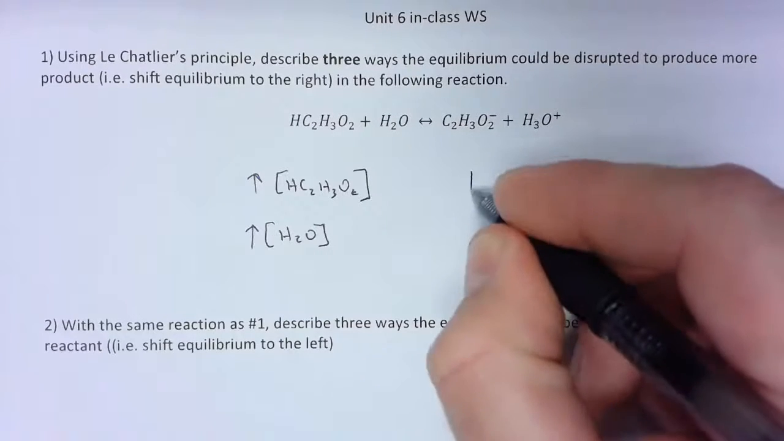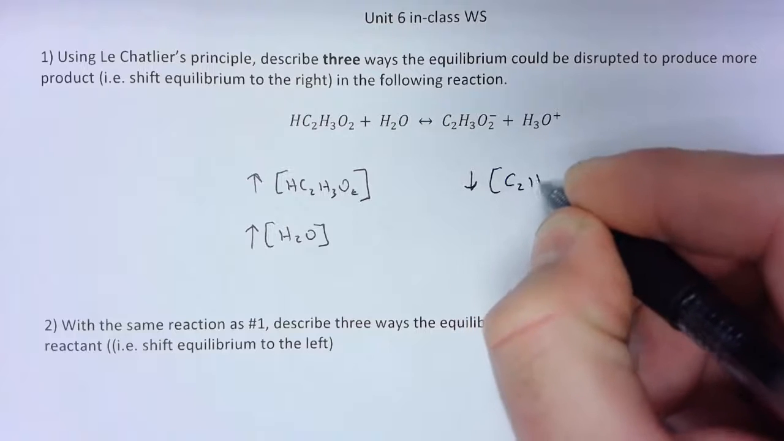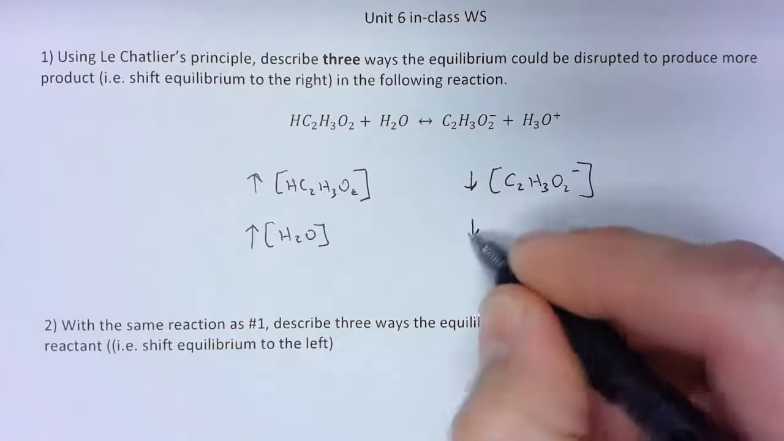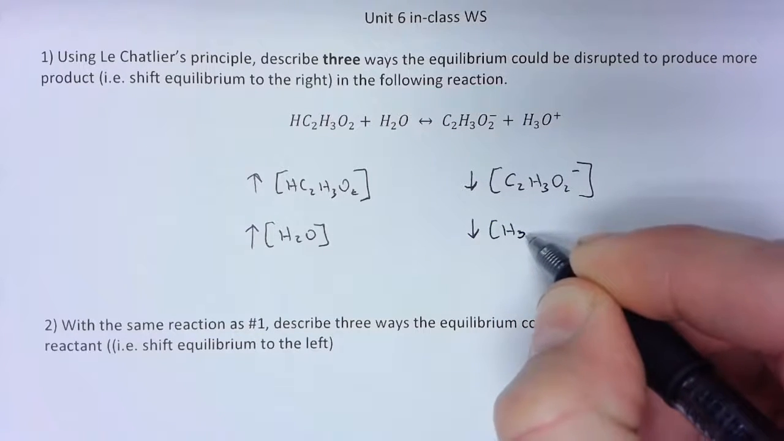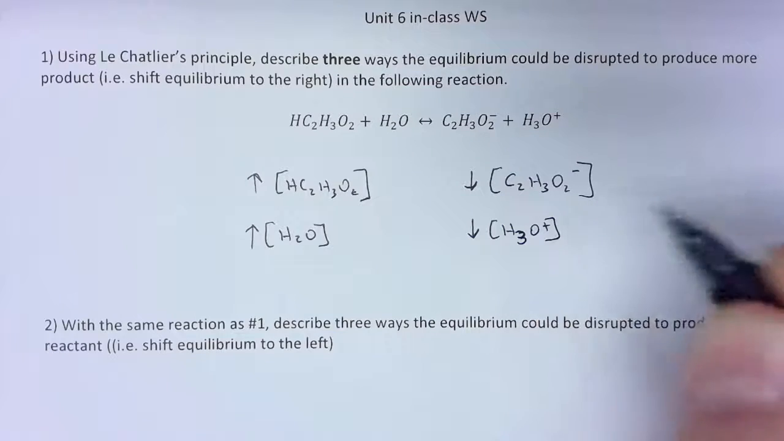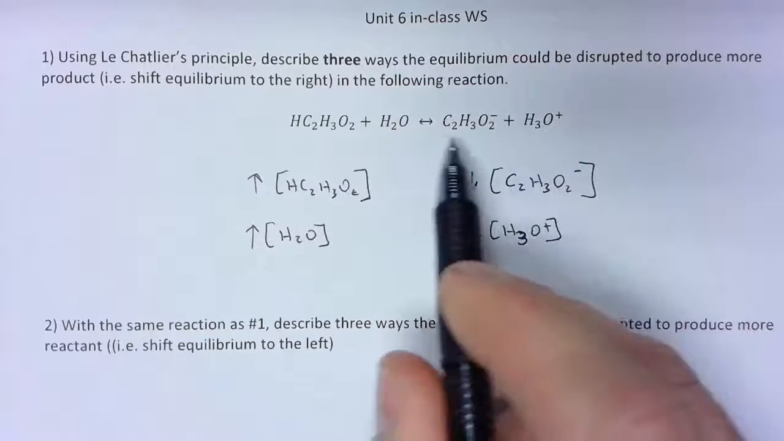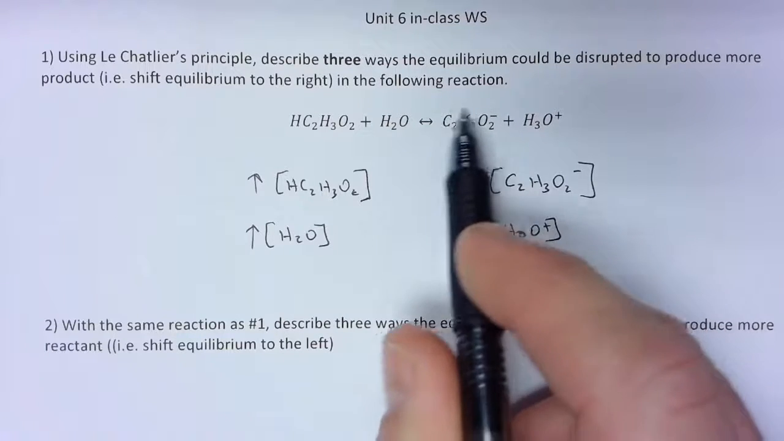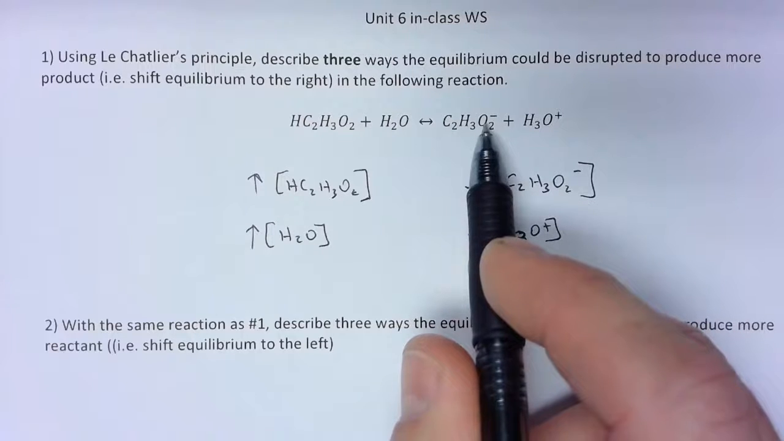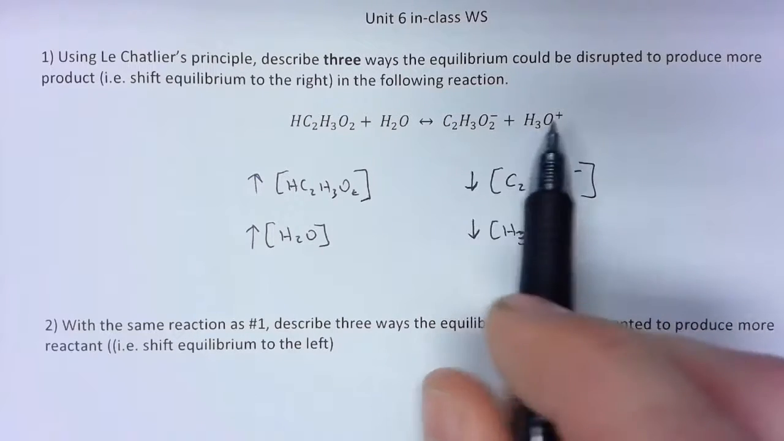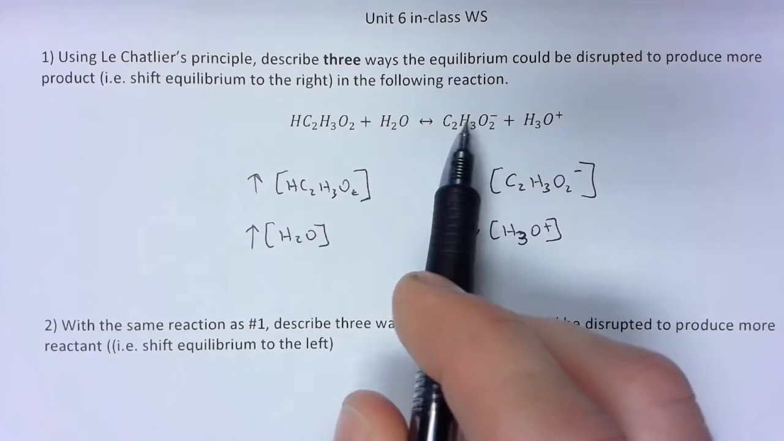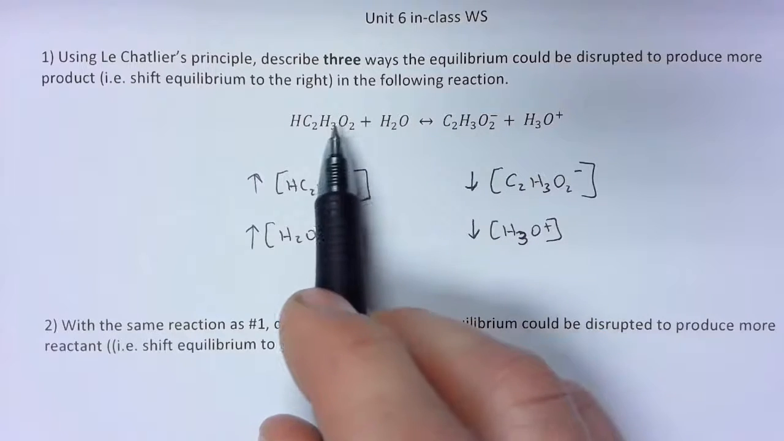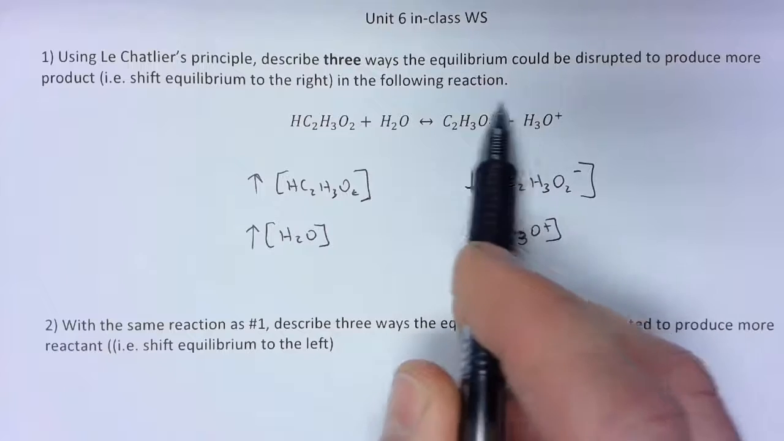We could also decrease or remove the acetate ion, C2H3O2-, or we could remove H3O+. And you may think, well, how do we make more product by removing a product? Well, if there's already a decent amount of this product in the reaction vessel, what we can do is remove that, and that will force the reaction to sense a void on the product side. So it will work to fill that void. It will work to shift the equilibrium to the right and produce more of that product.